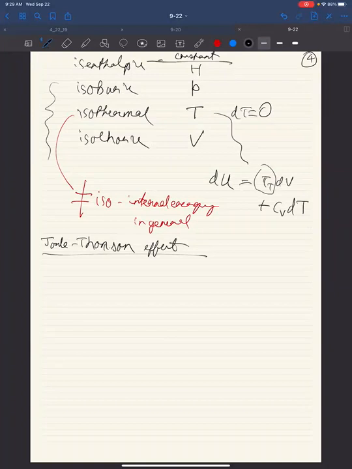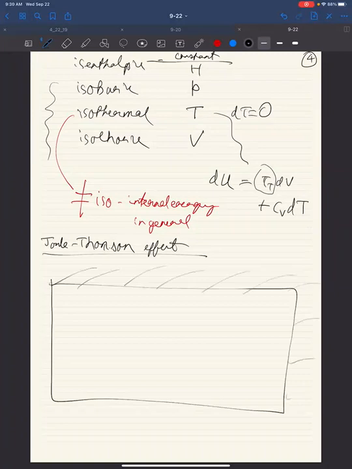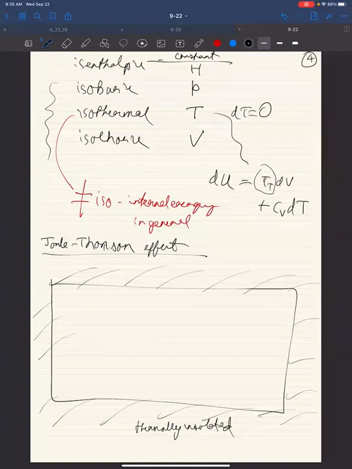So the Joule-Thomson effect is you have a big apparatus. This apparatus is thermally insulated. Thermally insulated does not mean temperature is same. Thermally insulated means heat cannot go in or out. Okay, so delta Q is equal to 0. And this apparatus is fixed in shape and size. It cannot change its volume, which means delta W is equal to 0. And everything inside this is our system, right?